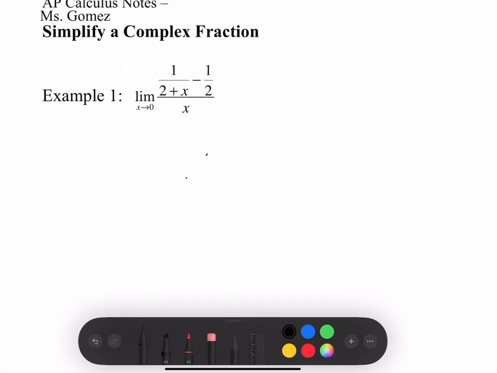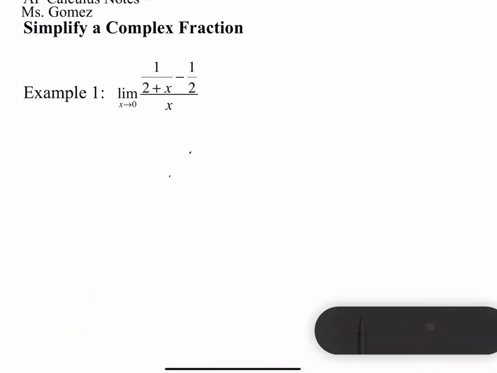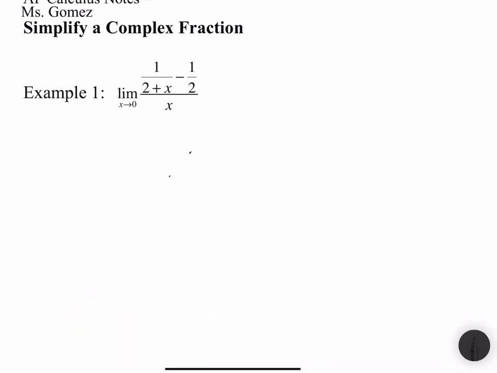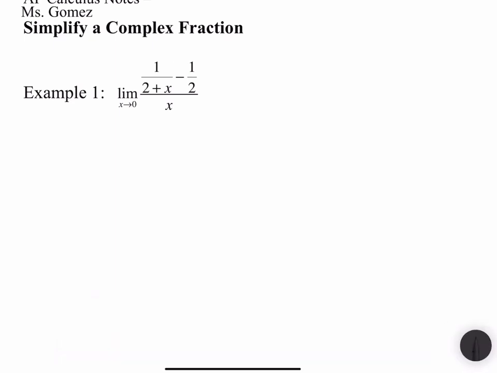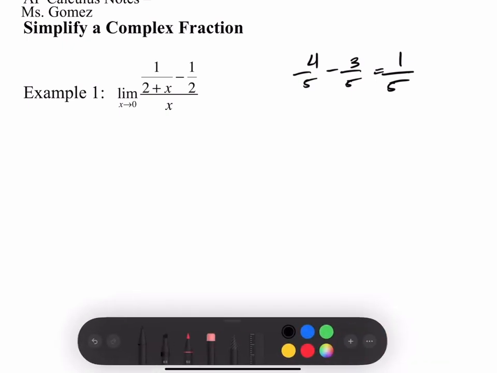Okay, so the first thing I'm going to do is try to combine my numerators so that I end up with only one fraction. So in this case, I can only subtract. Again, I'm subtracting fractions here. If you recall, we can only subtract fractions that have the same denominator. So if I wanted to subtract 4/5 minus 3/5, I can do so because I have the same denominator of 5, right? So in this case, if I want to subtract these two fractions, they need to have the same denominator.